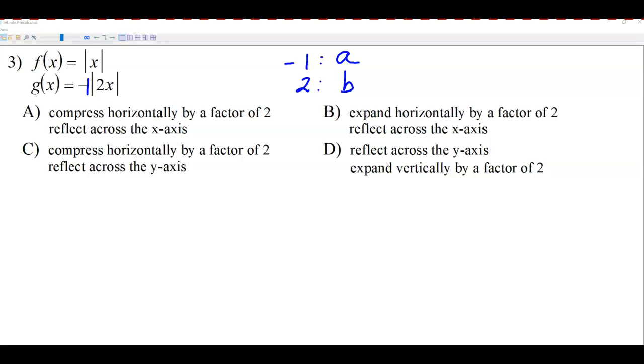So look at your notes. When A is a negative 1, what does that do? And look at your notes. When B is a positive 2, what does that do? See if you guys can figure that one out. I'll give you guys a few moments on it.